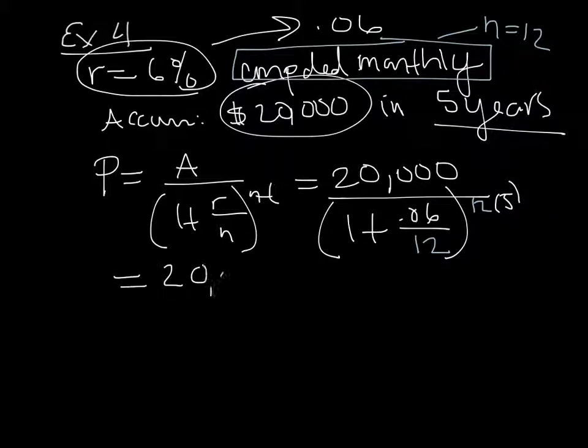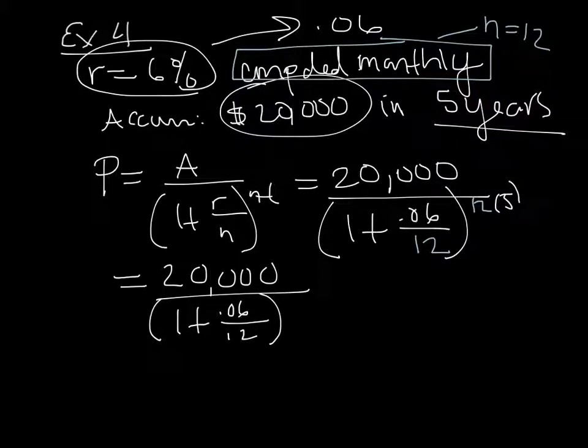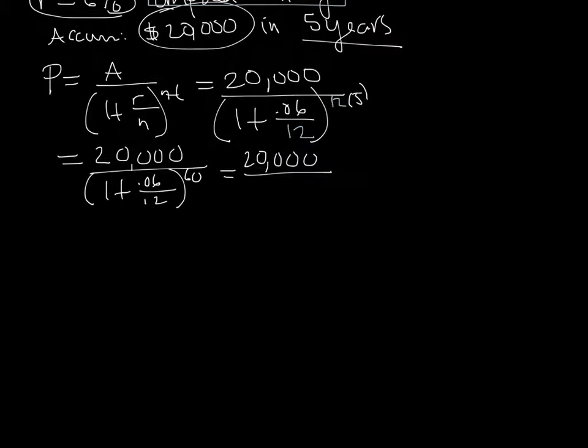And if we continue the arithmetic, I'm going to put 1 plus 0.06 divided by 12, and 12 times 5 is 60. So again, you can do this on your calculator. Let's put in $20,000. In my calculator, I'm going to do this first: 0.06 divided by 12. I get 0.005. And of course, if I add 1, that's just 1.005, and it's raised to the 60.